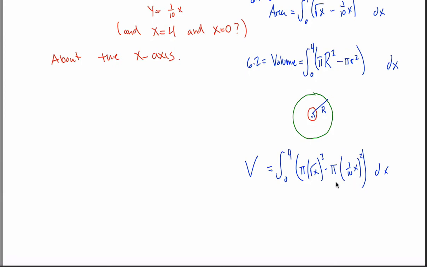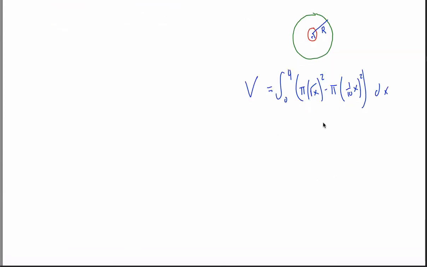So a lot of setting this up will be the same in every single problem. To evaluate this integral, maybe it would help to first notice that I have a constant in each of these terms. So I could, if I wanted to, pull that constant out in front and make this the integral from 0 to 4 of the square root of x squared minus 1/10 x squared dx.